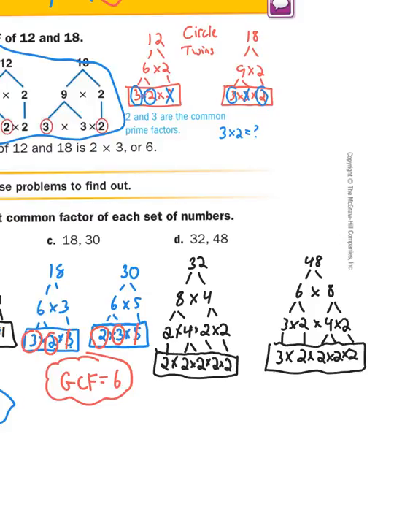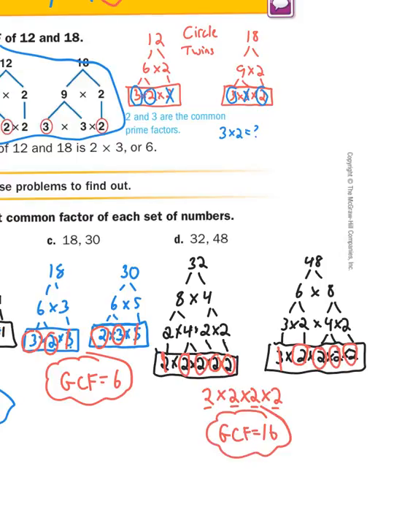Now, how about the twins? So, well, I see a whole bunch of 2's. So I see there's 1, 2, 3, 4 over here. So I could circle 1, 2, 3, 4 over here. And this 3 and this 2 are not twins. So what do I do? Well, I multiply those 4 2's. And I know 2 times 2 is 4, 4 times 2 is 8, 8 times 2 is 16. The greatest common factor is 16.